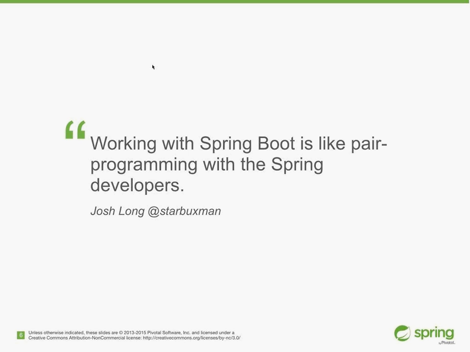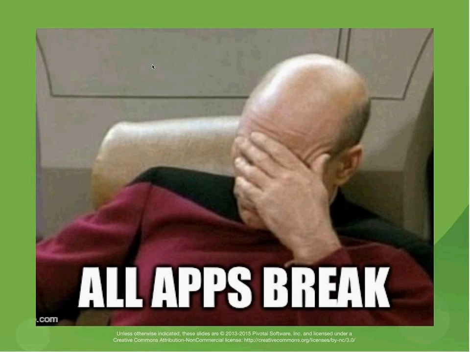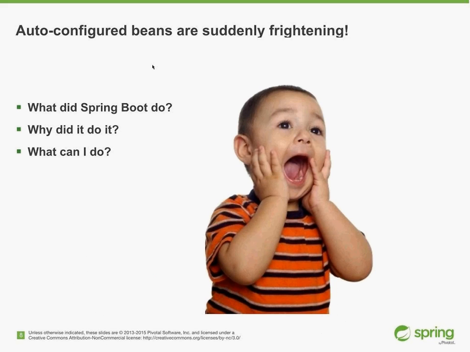But one thing that we all need to acknowledge is that sooner or later, we have trouble with apps. They break in some fashion or another. It may be when you're trying to start things up and maybe something's not configured correctly, or you run into an issue and now you're trying to figure out, what is it? Is it the code that I wrote? Is it something that's misconfigured with Boot? And at this point, things like auto-configured beans suddenly become frightening because we don't know, what did Spring do? What did I do? Was it me? Was it Boot? Is there some setting I can do? What are my options here?